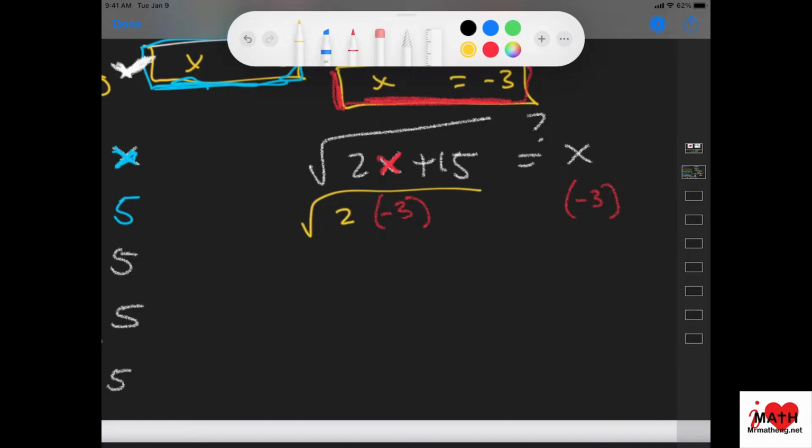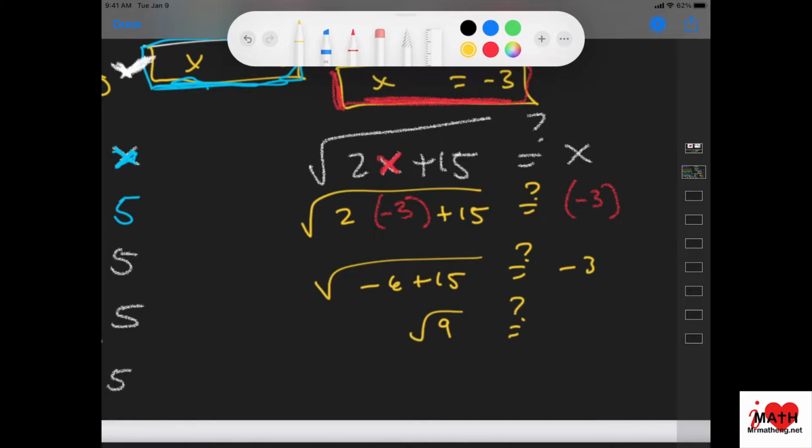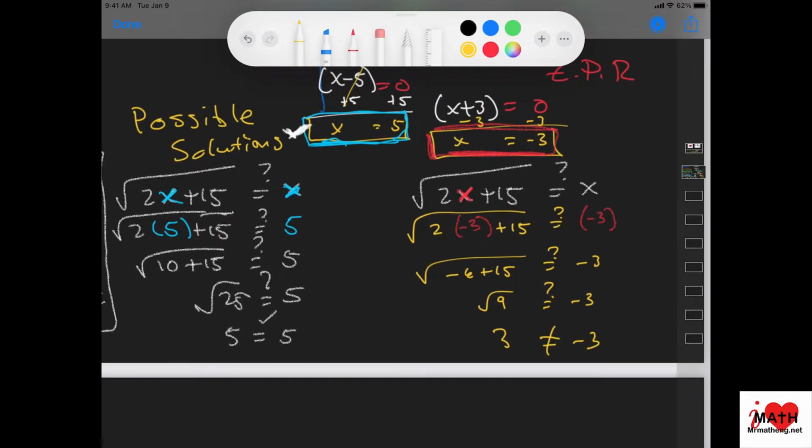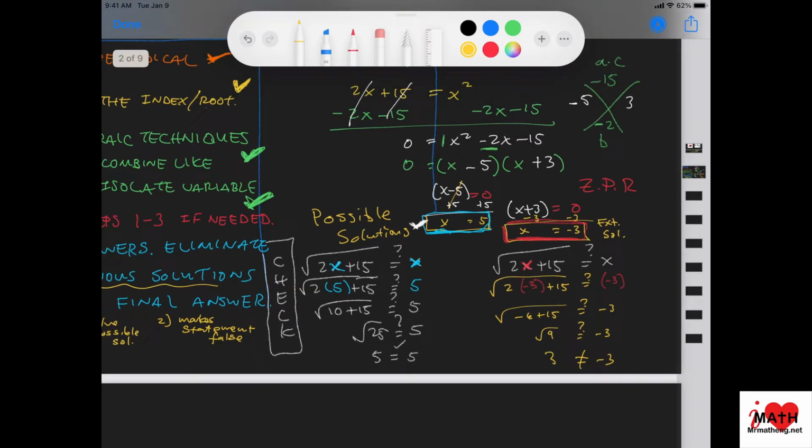2 times -3 plus 15. 2 times -3 is -6, and -6 plus 15 is 9, and the square root of 9 is 3. And so 3 does not equal -3. So we would say this is our extraneous solution. Therefore, the only one that works is x equals 5.